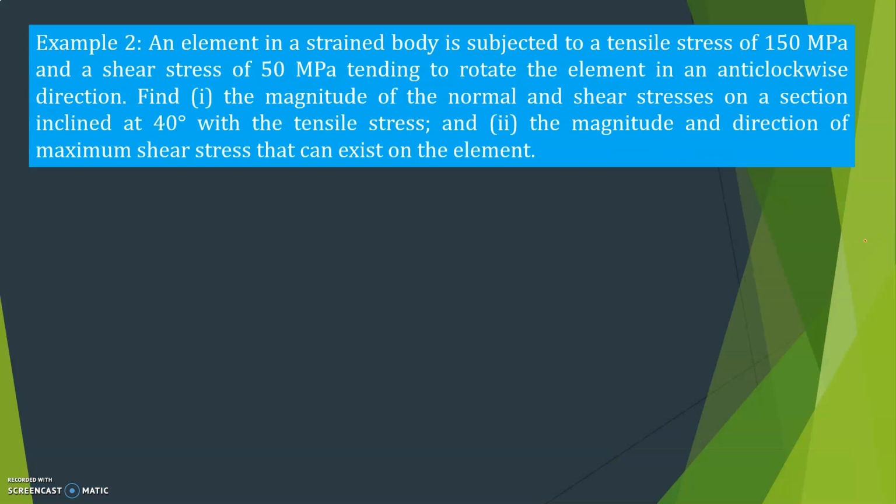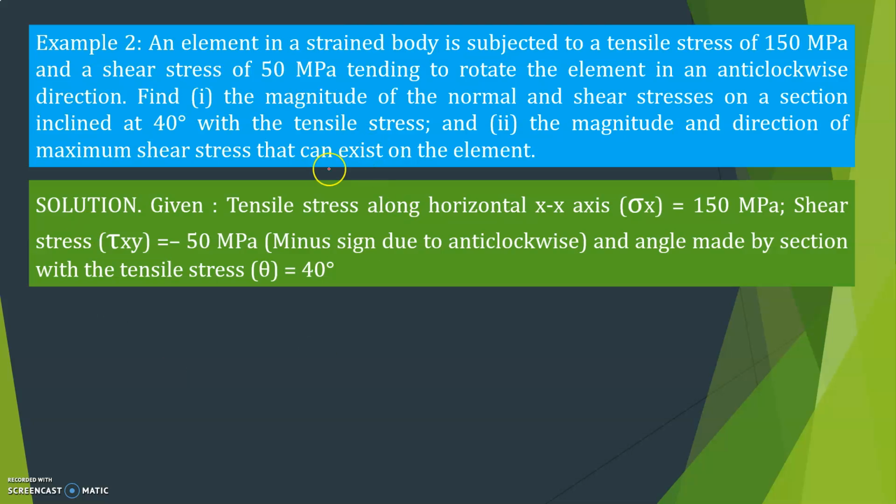Okay, next is: an element in a strained body is subjected to a tensile stress of 150 MPa and a shear stress of 50 MPa, tending to rotate the element in an anti-clockwise direction. Find the magnitude of the normal and shear stresses on a section inclined at 40 degree with the tensile stress, and the magnitude and direction of maximum shear stress that can exist on the element. Here you have to find normal and shear stress, and also calculate the magnitude and direction of shear stress.